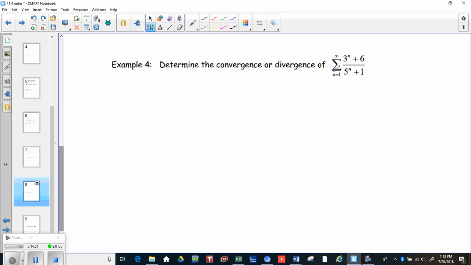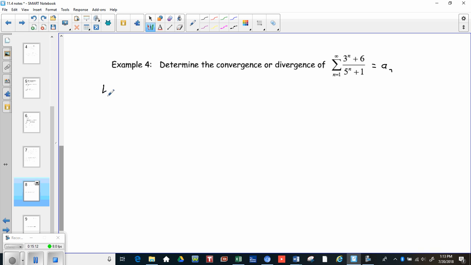So the dominant terms are 3 to the n over 5 to the n. Well, that looks like it's (3/5) to the n. That is a geometric type series. So we should be able to compare this to a geometric series and get that it's convergent, because (3/5) to the n would be r less than 1, which is convergent.